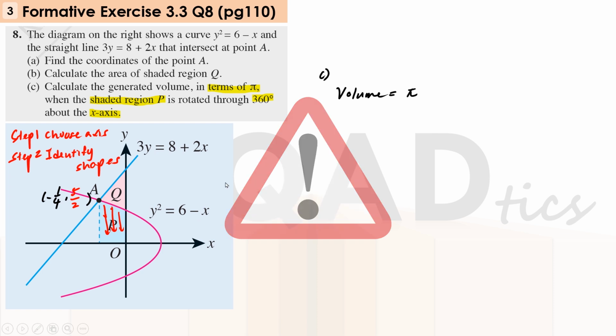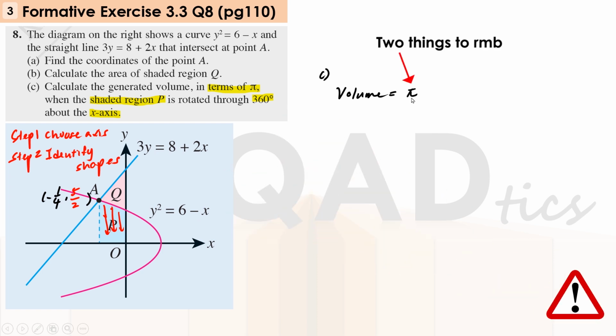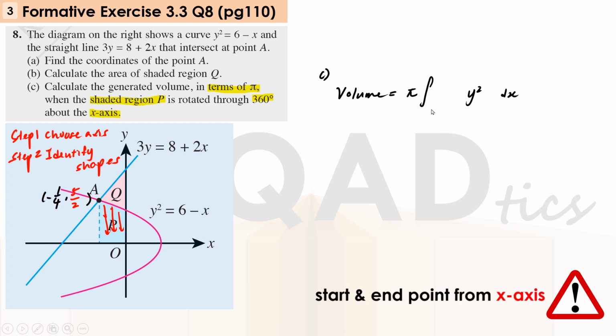So for the integration formula for volume, let's add a pi, and then the integral. Since we are using the x-axis, the outside should be x, inside should be y, and don't forget the square. The starting point and ending point we need to look at here. The starting point is the x-coordinate of a, which is -1/4. Then the ending point is 0. So inside the integral, we need to change it all to be x, because we need to integrate in terms of x. So for this y squared, we just substitute 6 minus x, the curve's equation.